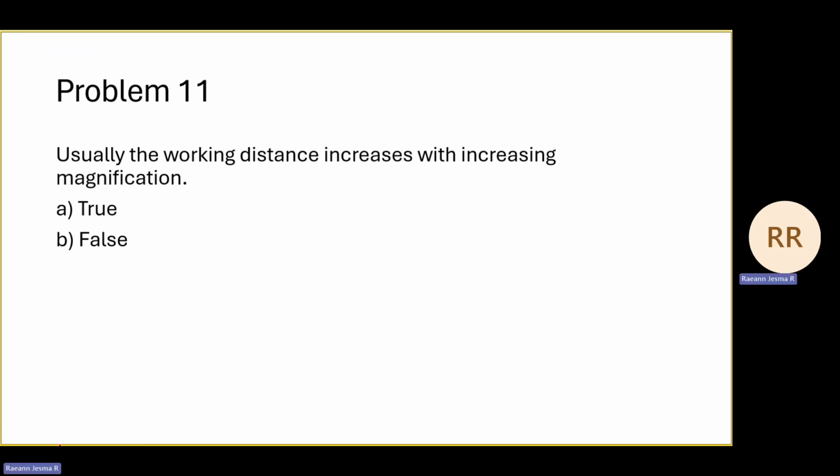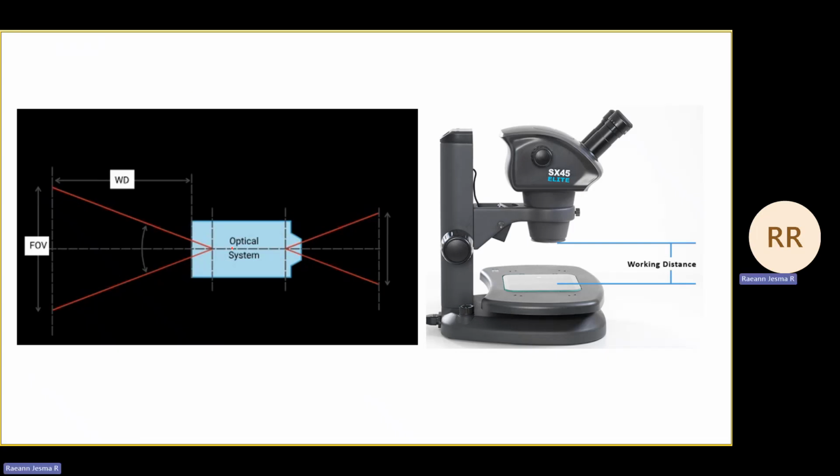Okay. So the correct answer for this question is false. In the second figure, first let us look at the second figure. Here we have a microscope which has an objective lens. What is working distance? Working distance is the distance between the bottom of the objective lens to the sample. So here is where we will place your sample.